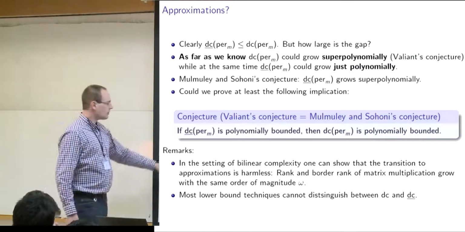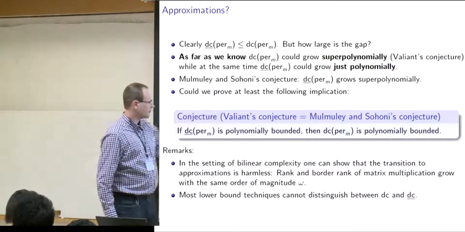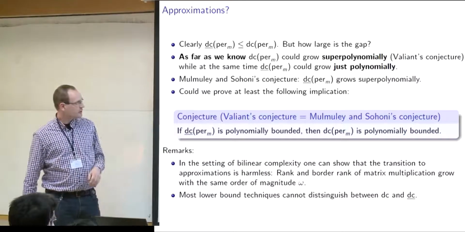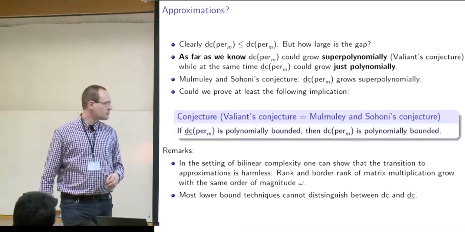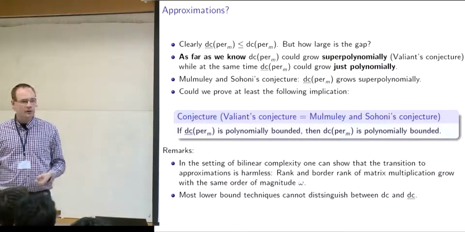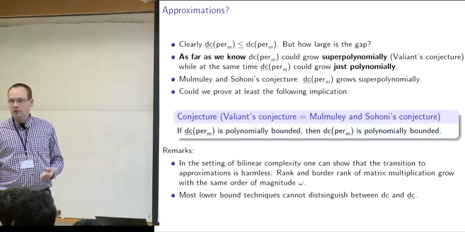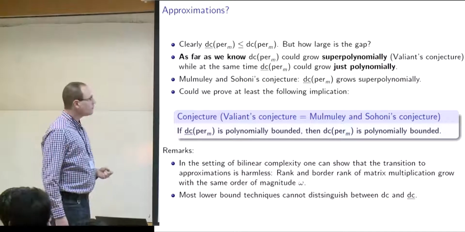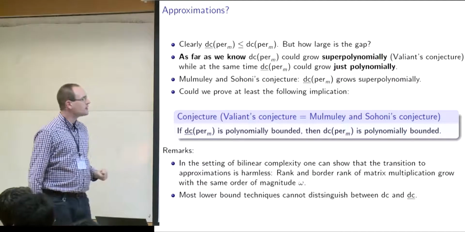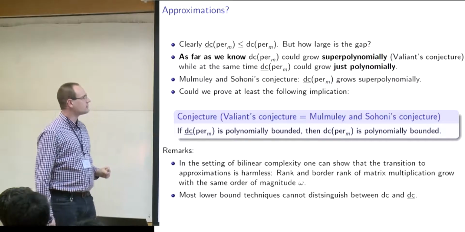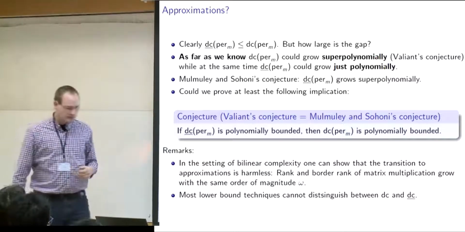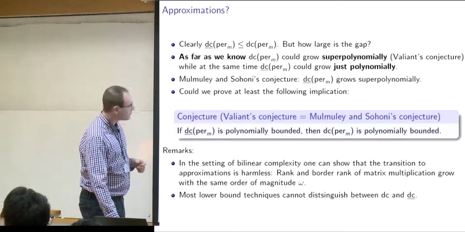And yeah, most lower bound techniques, I mean, this has also been in the previous talk, they cannot actually distinguish between DC and DC bar. So if you prove a lower bound on DC, most techniques already also give you a lower bound on DC bar. So there are good reasons to study DC bar, but there are also very good reasons to ask ourselves how reasonable it is. Can we actually prove that it's okay to study DC bar? I think that's key. We should understand that.